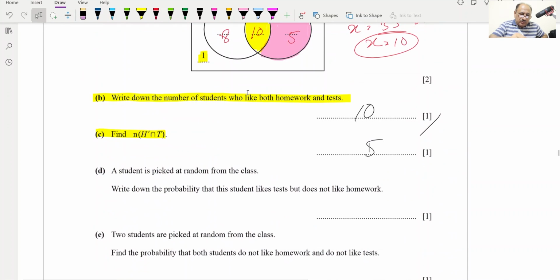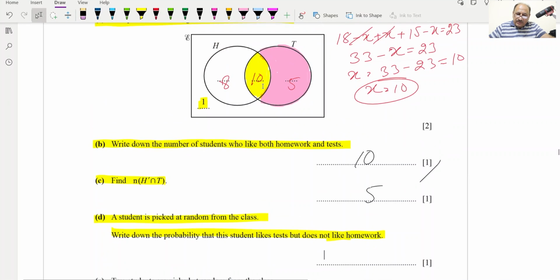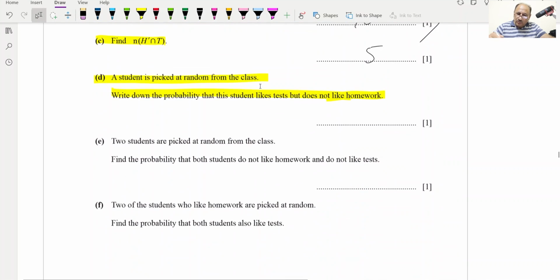Next says a student is picked at random from the class. Write down the probability that this student likes test but does not like homework. Like test but does not like homework is basically this 5. So we can write here 5 out of total, which is 24. So we can write 5 out of 24. This will be the probability.